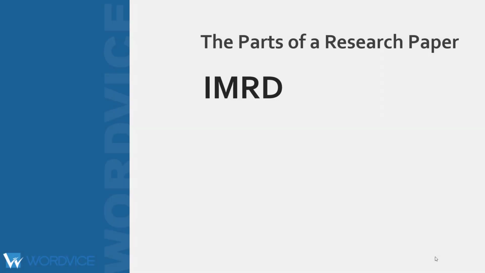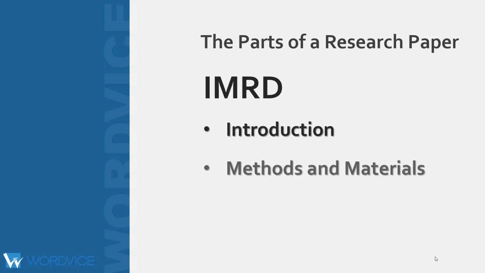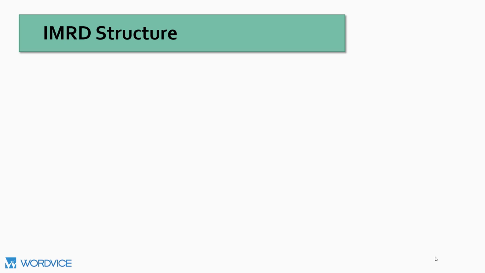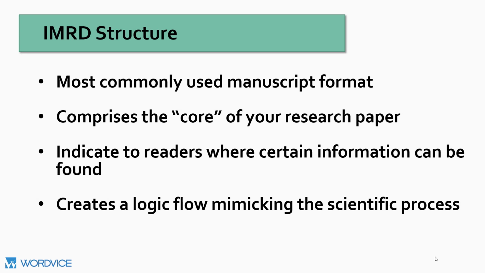In addition to the title page, abstract, and references, research papers in the hard sciences, such as physics, chemistry, biology, and medicine, and most of the social sciences, follow a structure that consists of 4 basic parts. These are the introduction, methods and materials, results, and discussion sections. This manuscript formatting is the most commonly used by journals and academic bodies, and these parts compose the core of your research paper, indicating to readers where certain types of information can be found, and providing a logical flow that mimics the basic structure of the scientific process.